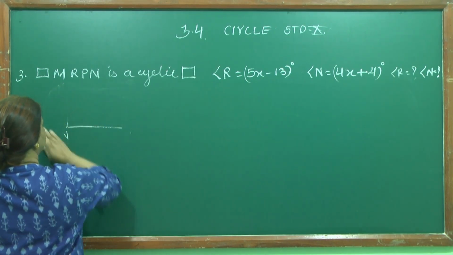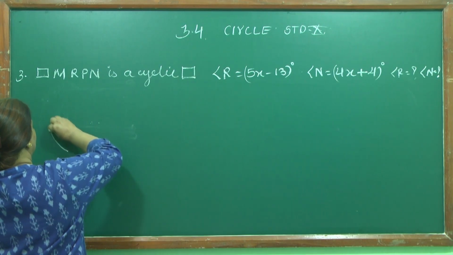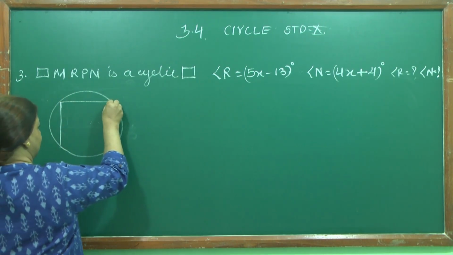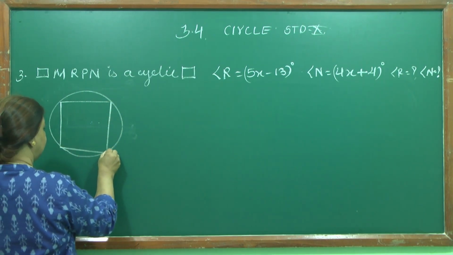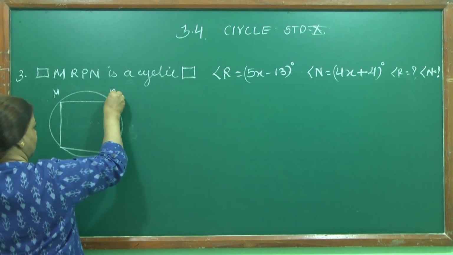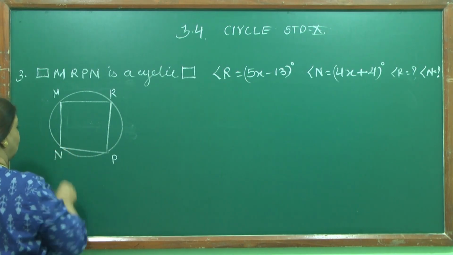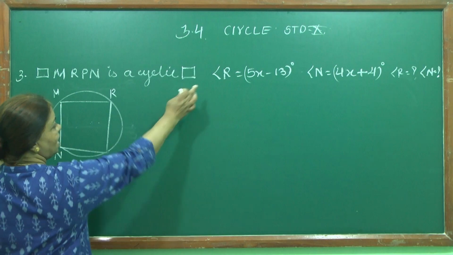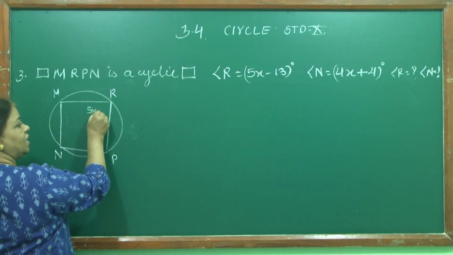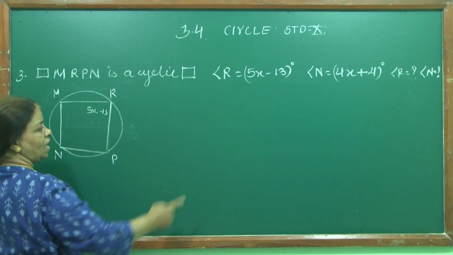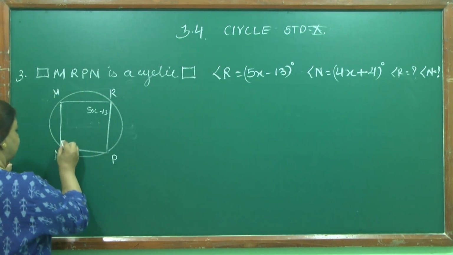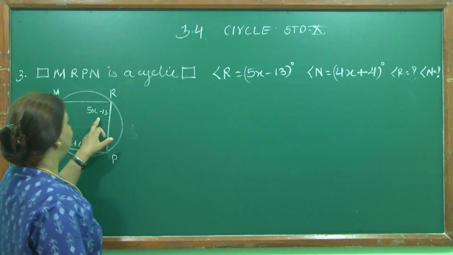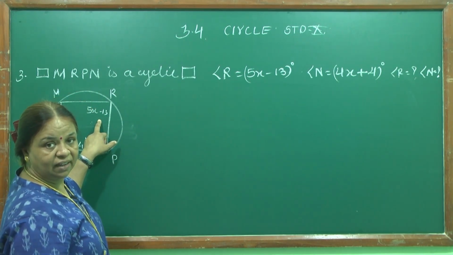Suppose I am drawing like this. I am drawing a circle and on that I am drawing MRPN. That is the meaning. So MRPN is a cyclic quadrilateral given. Angle R is given 5x minus 13 degree. Angle N is given 4x plus 4 degree. And we need to find out angle R and angle N.